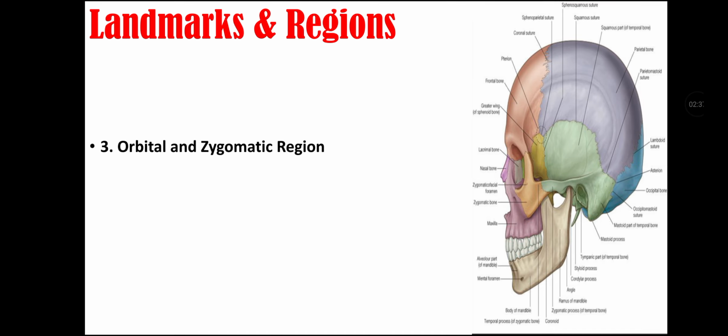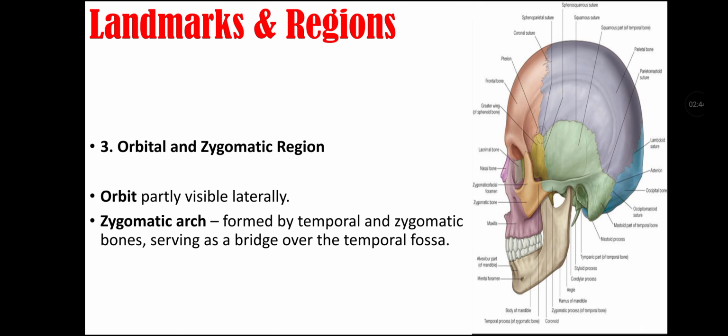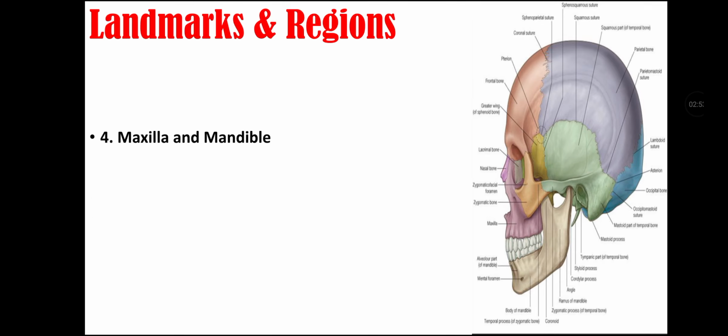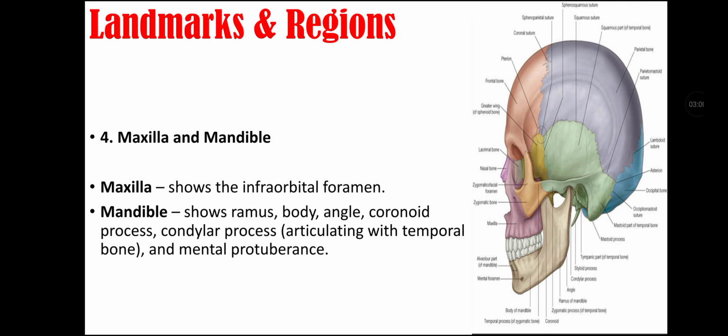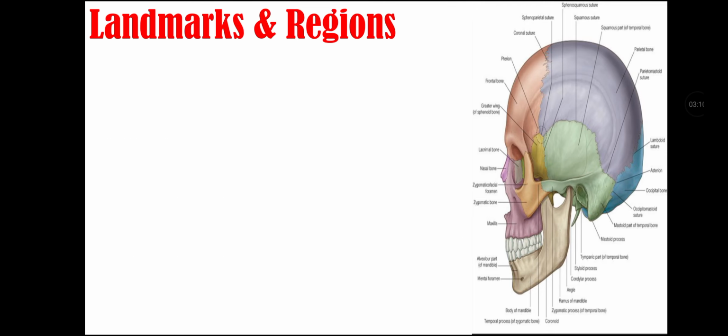Third region of norma lateralis is orbital and zygomatic region. In this region, orbits are partially visible laterally, and then there is zygomatic arch that is formed by temporal and zygomatic bone that serve as a bridge over the temporal fossa. Fourth region is maxilla and mandible. Maxilla shows the infraorbital foramen from norma lateralis, and mandible shows ramus, body, angle, coronoid process, condylar process, articulating with temporal bone, and also it shows mental protuberance.